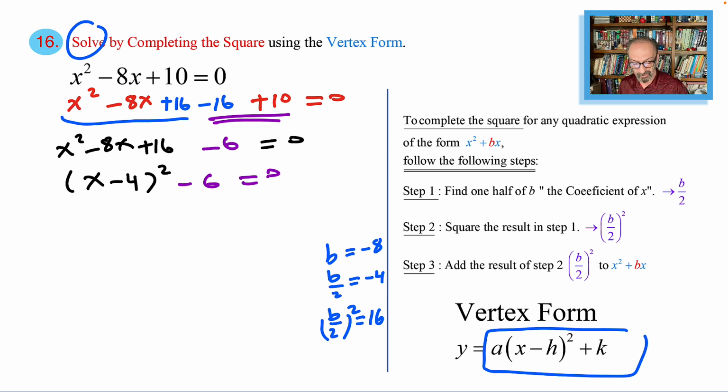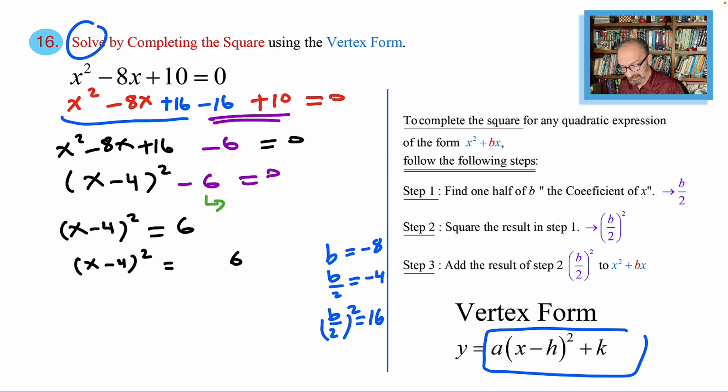Clearly, like a times x minus h to the second plus k. Now to solve, we need to get rid of the minus 6 and move it to the right side. So we have the following. X minus 4 to the second equals positive 6. Let's take the square root of both sides.